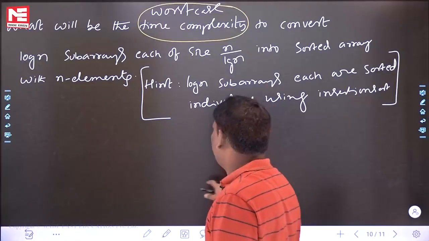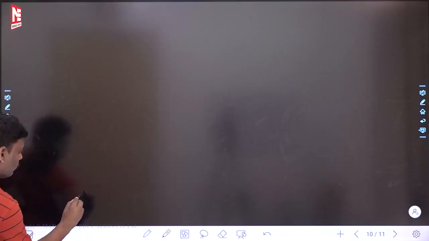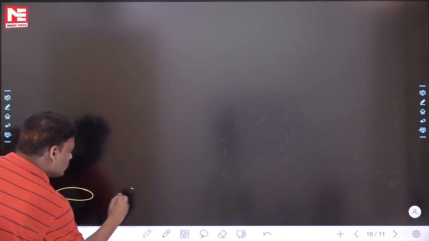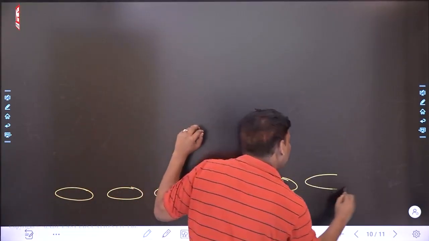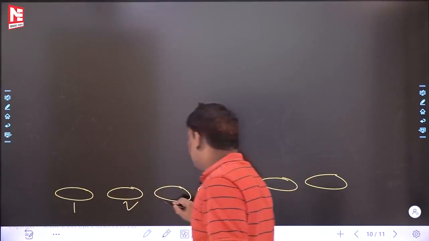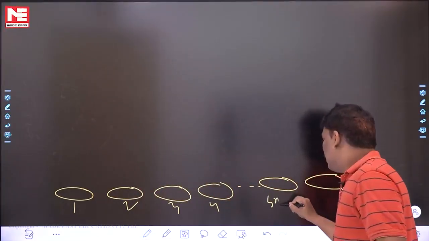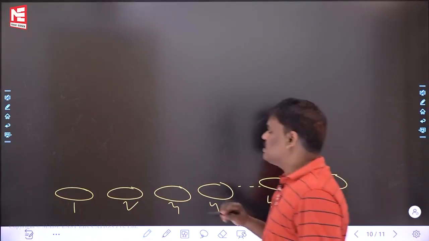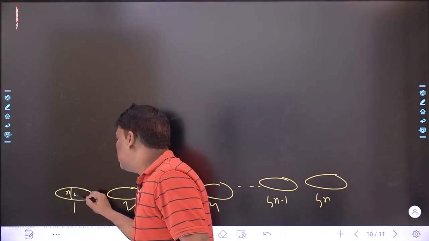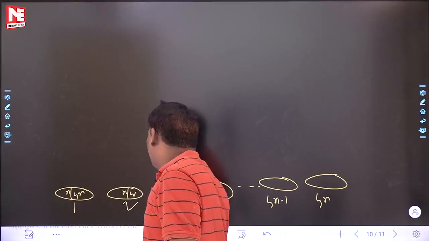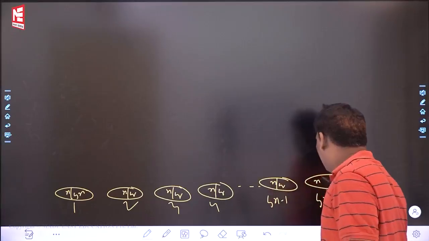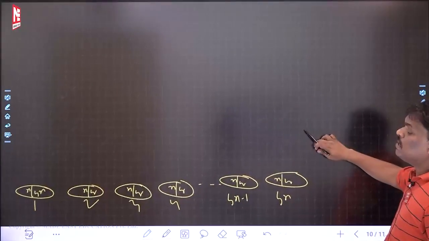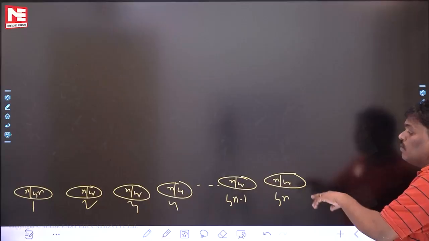Now let me explain. Please be careful here also. First subarray, second subarray, third one, fourth one, and so on. Like that, log n subarrays are there: first, second, third, fourth, up to log n minus 1, log n. Every subarray contains how many elements? N by log n, N by log n, like this. These many subarrays, but one thing: these are not sorted. Previously they were sorted, now they are not sorted.